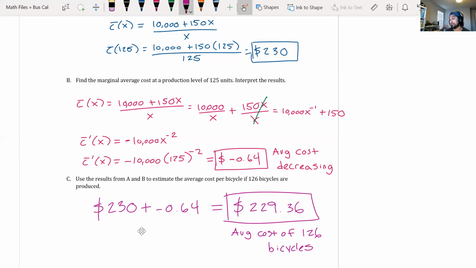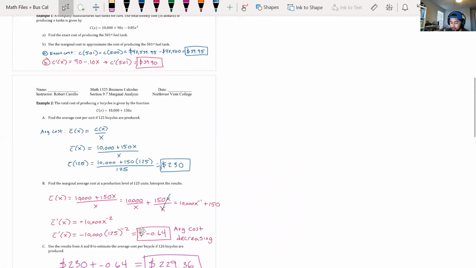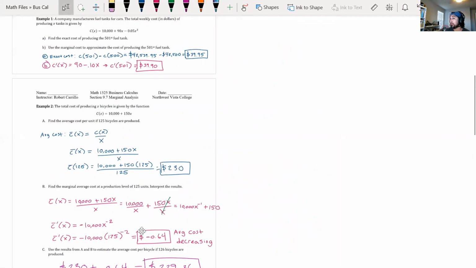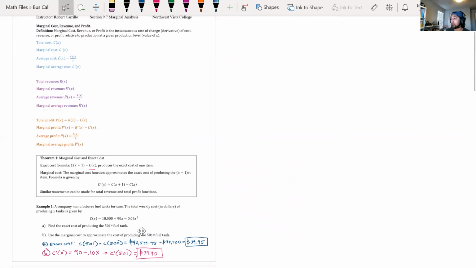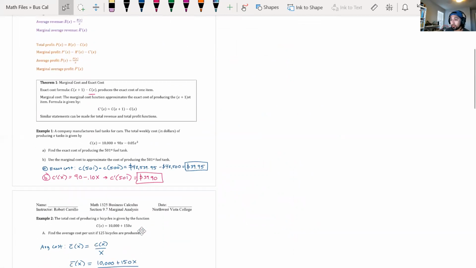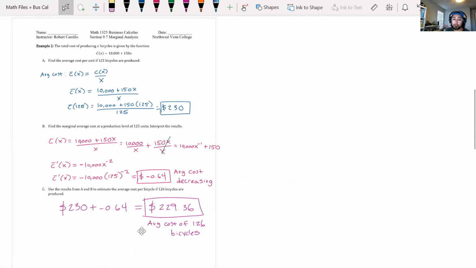All right. Any questions on that page? So try not to get exact cost and marginal cost mixed up with average cost and marginal average cost. Remember, there's different formulas for those. Any questions on that before moving on?